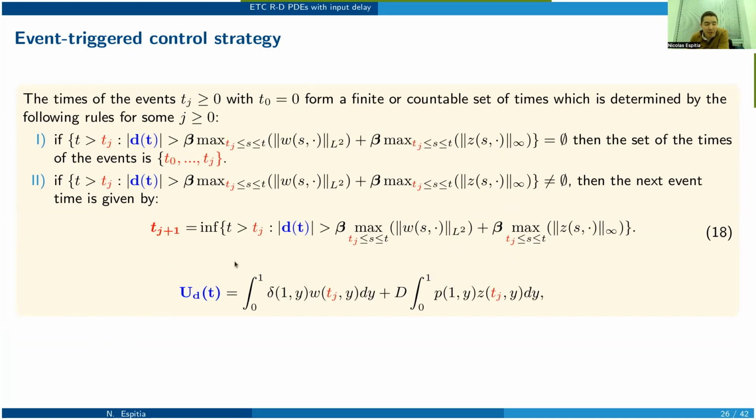Once again, we have the boundary controller that we want to update on events according to a triggering condition. So we monitor the deviation and we compare it with the max of the L2 norm of the parabolic state and the supremum norm of the hyperbolic state. And once again, we ask ourselves, can we avoid the Zeno phenomenon? And the answer is yes.